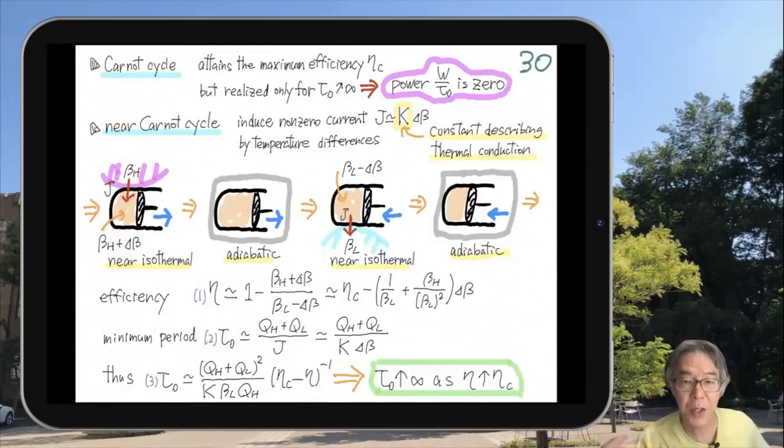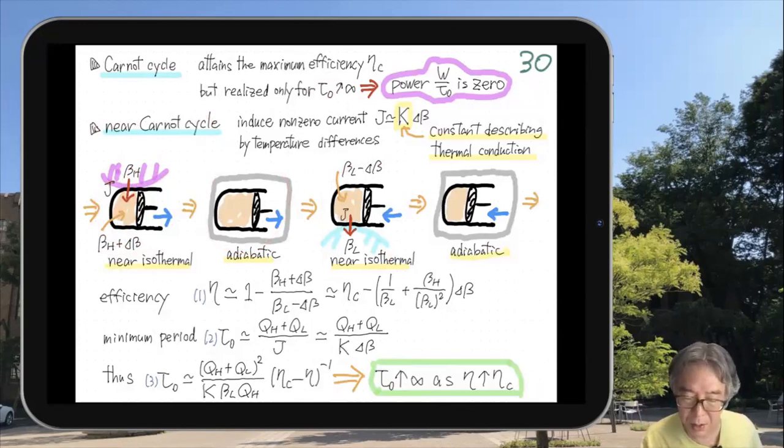So in order to speed up heat transfer, I assume that there is a small temperature difference between the engine and the bath. And so delta beta is some positive quantity. This means that the temperature of the engine is slightly lower than that of the bath. And then there is some finite current. So this process does not require an infinite amount of time. And here we have an adiabatic process. And here, this is the second isothermal or near-isothermal process.